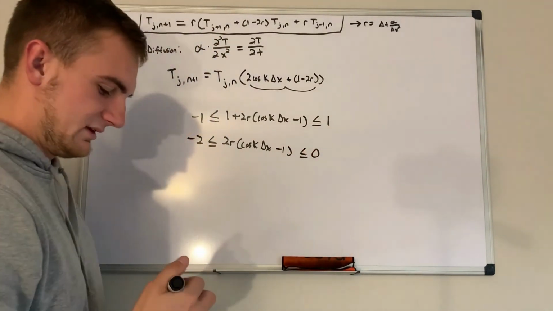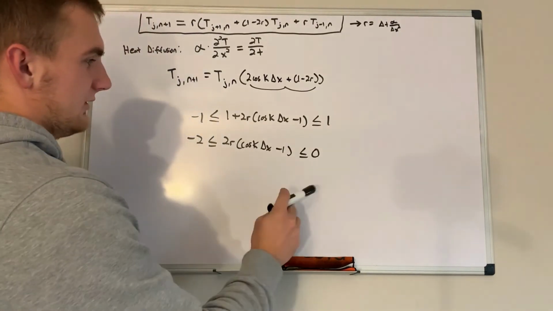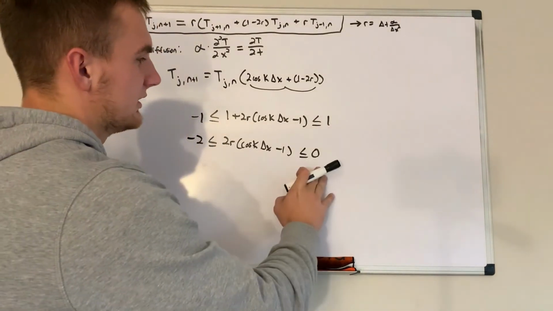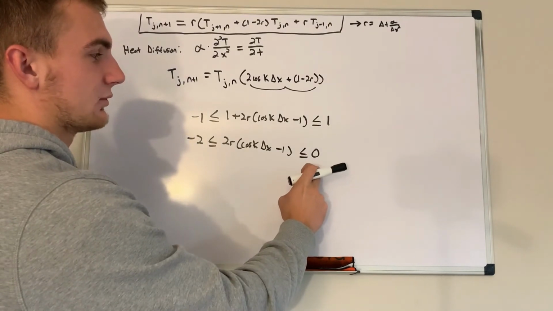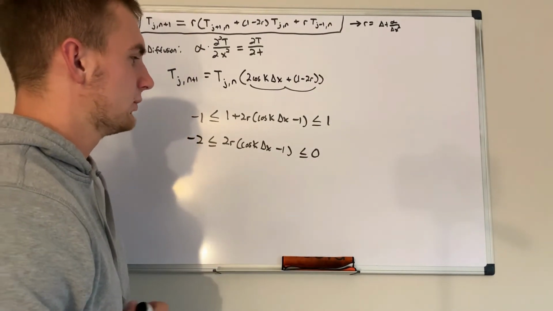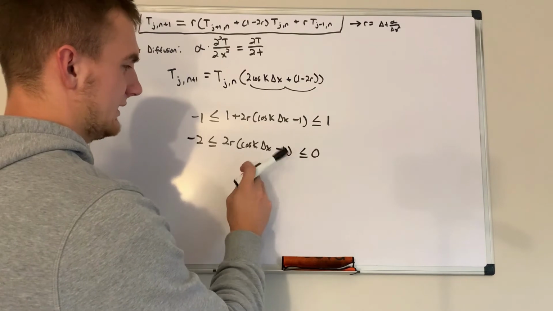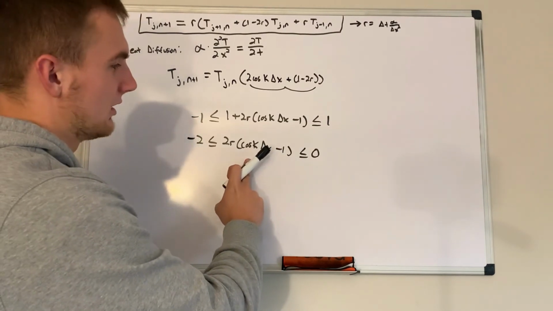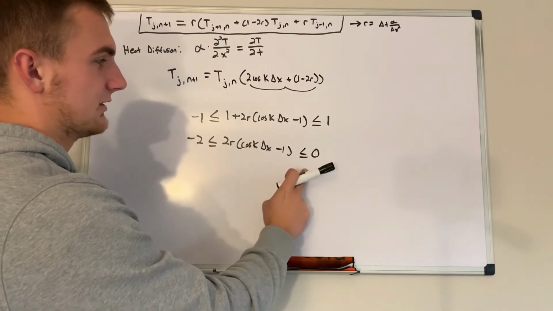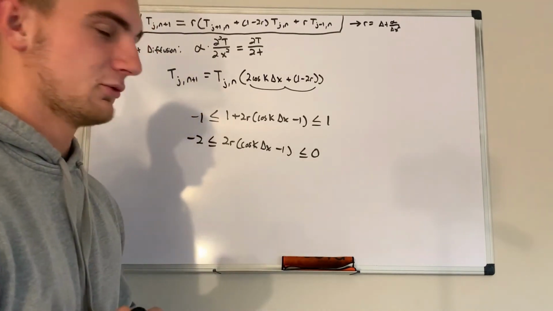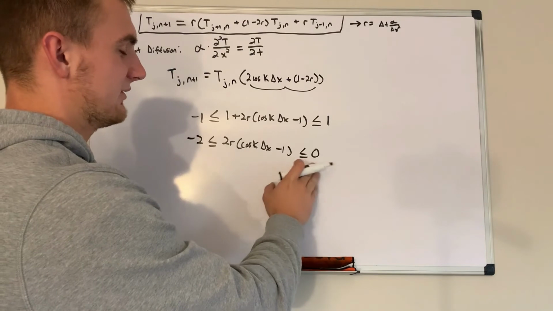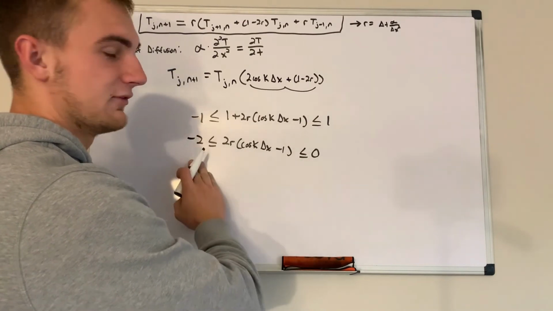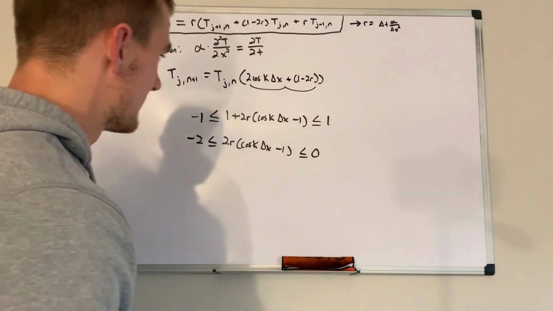And what we can see here is we have the left side of our inequality and the right side of our inequality. And the right side of our inequality is always true. This term here, if you look at cosine, for whatever values we have here, is always less than 0. So we're simply going to stop looking at the right side and just focus on the left side of our inequality.